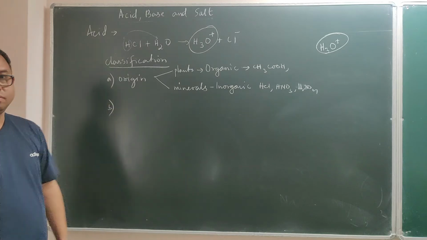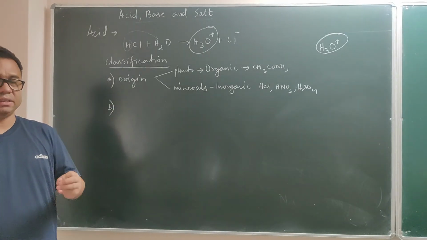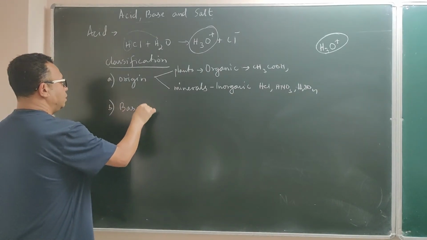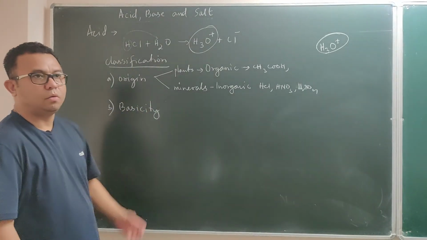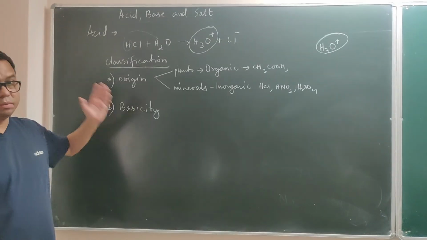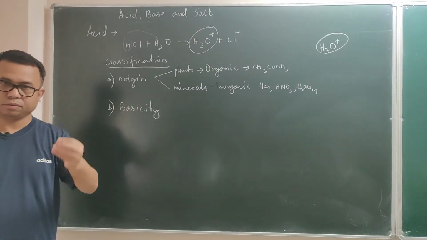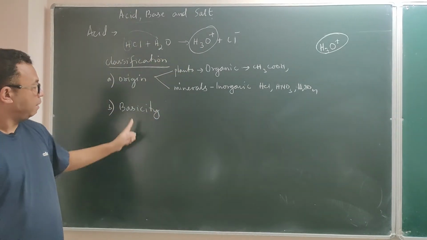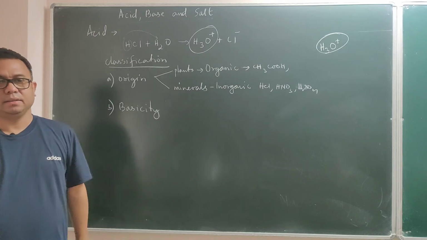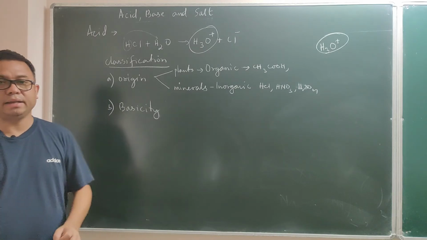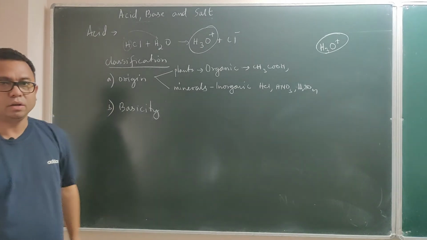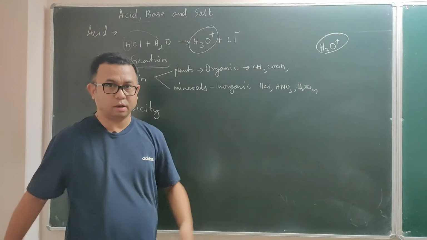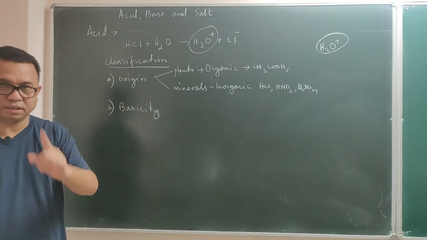Second one, acid may be classified according to its, this is important now, basicity. Now what is the meaning of basicity? Even though we are discussing acid, here we say basicity, because for acid we say basicity, and later on you will see that for base we say acidity. Basicity is defined as the number of hydrogen ions produced when one molecule of the acid ionizes. Ionize means breaking into ions. That also we saw in our previous chapter on chemical bonding, ionization and dissociation.